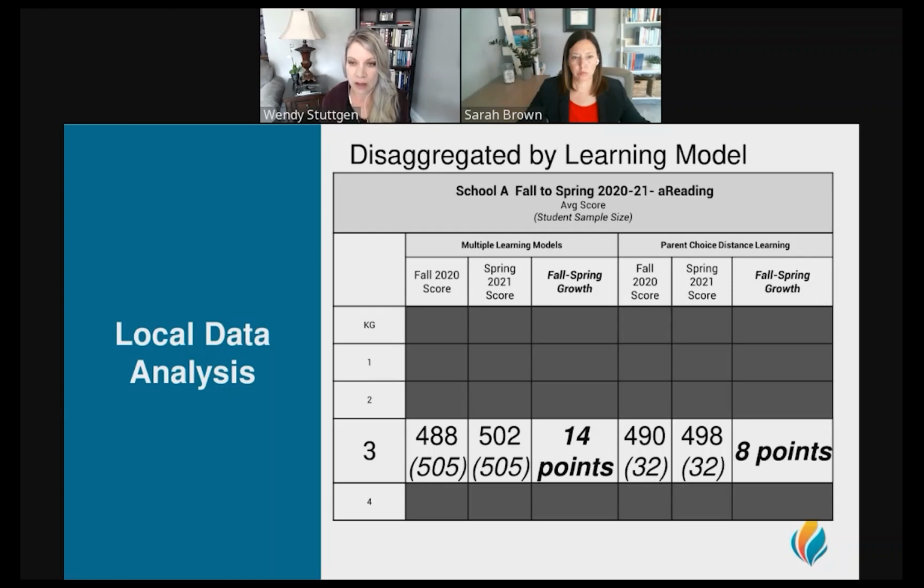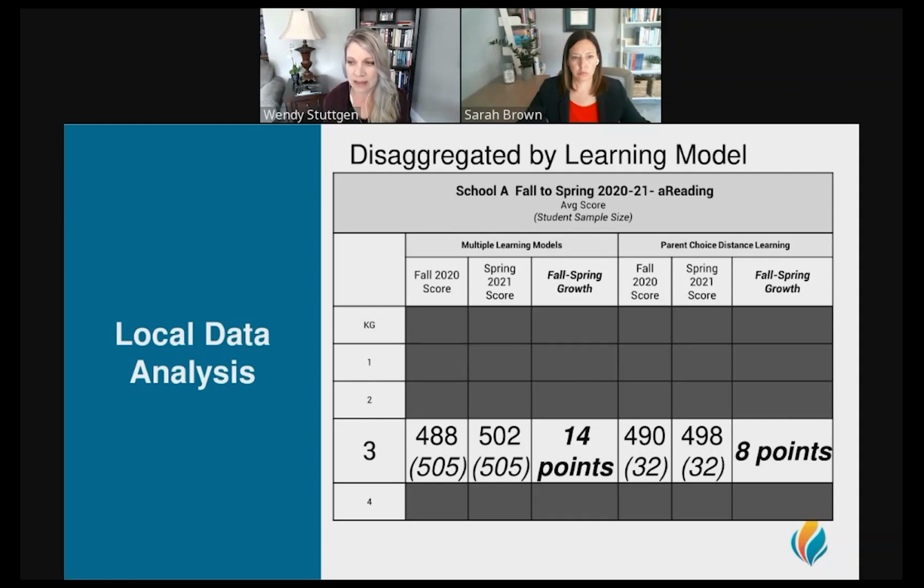As a result, the students in distance learning had a mean score 2 points higher in the fall, but by spring had a mean score 4 points less. So that resulted in a 6-point difference between the two groups.